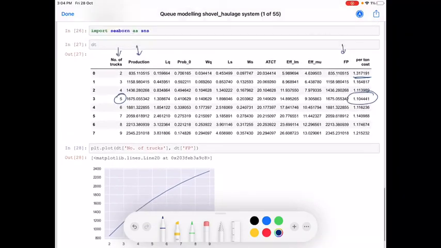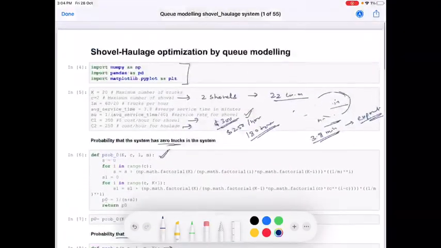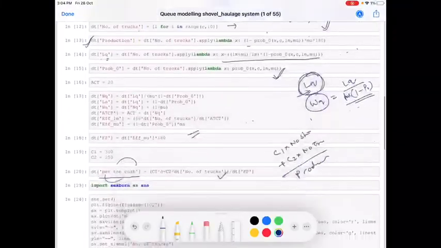So you can apply this queue modeling and get the optimum number of fleets.